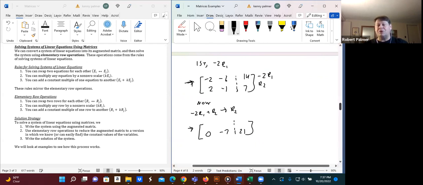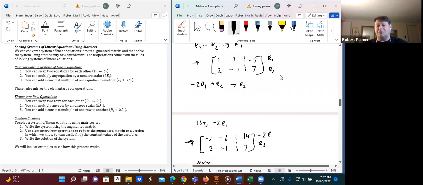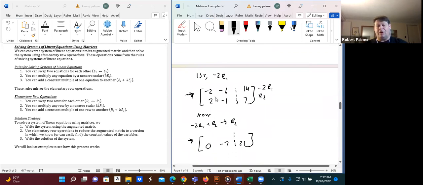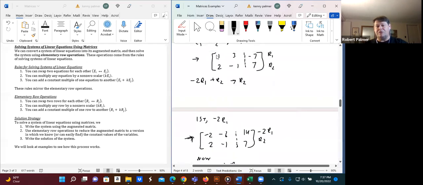Now I'm actually going to go back to my previous row 1. Remember, what I want in my first place is a 1. I already did that. So instead of using this row 1, I'm going to go back to my previous row 1, which is this 1, 3, and -7.